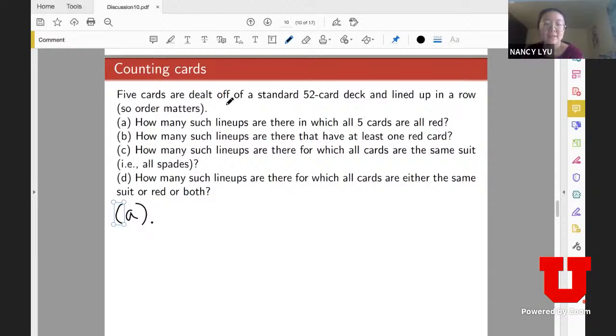We know that we have 4 suits, and each suit we have 13 cards. And among all the 4 suits, we have 2 suits that are red cards. So which gives us a total of 13 times 2, which is 26 total red cards. And we want to know how many such lineups are there in which all 5 cards are all red.